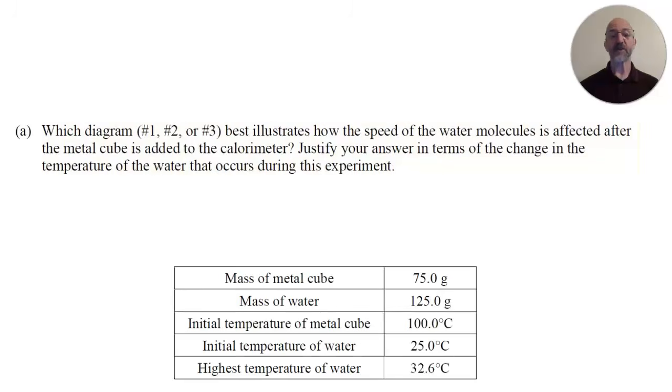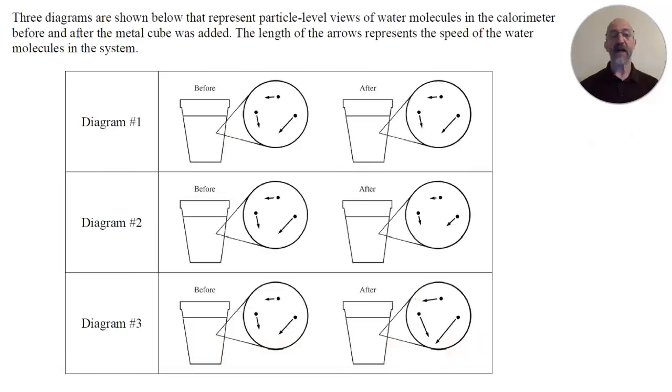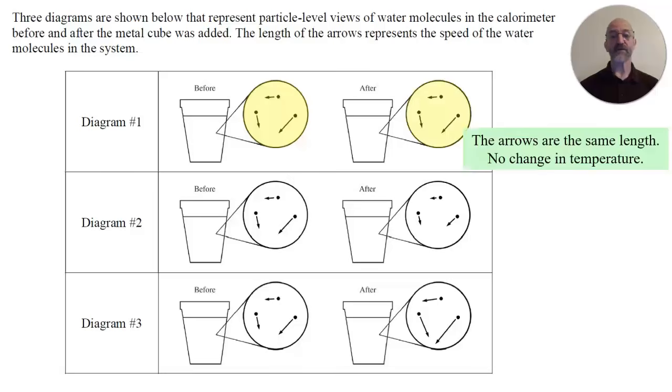So we know that the temperature of the water increased from 25 degrees Celsius to 32.6 degrees Celsius. And if the temperature of the water increased, we are looking for a faster speed of the water molecules, and that would be longer arrows in the diagram. Now in diagram number 1, if I focus on the arrows in the before picture, and I look at the arrows in the after picture, I don't see any difference. So the arrows are the same length, no change in temperature. So that's not the best choice. I'm looking for a faster speed with longer arrows.